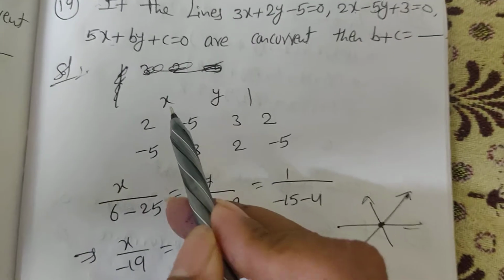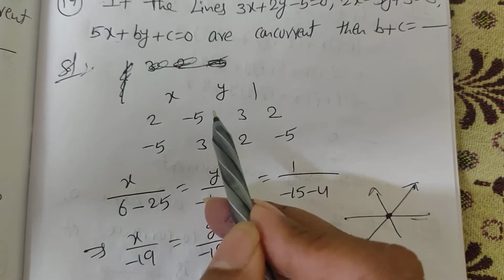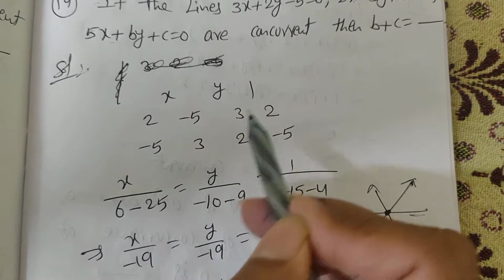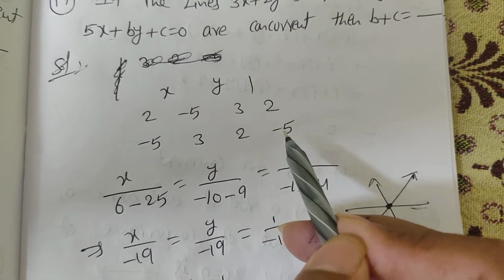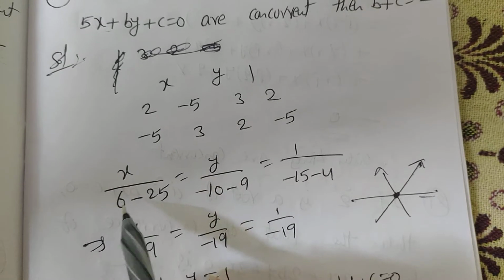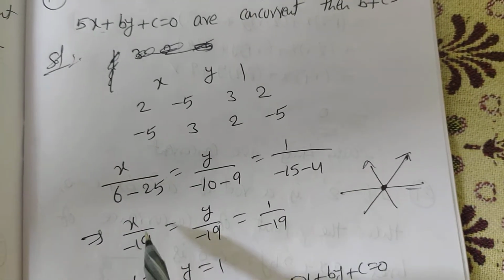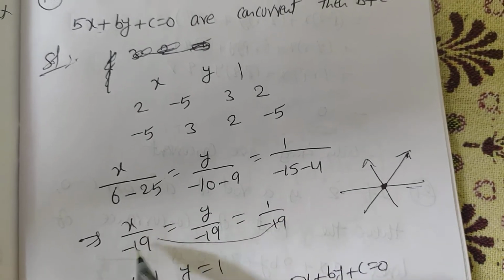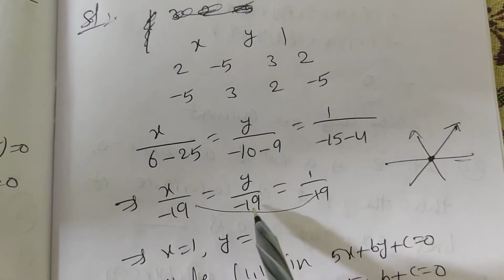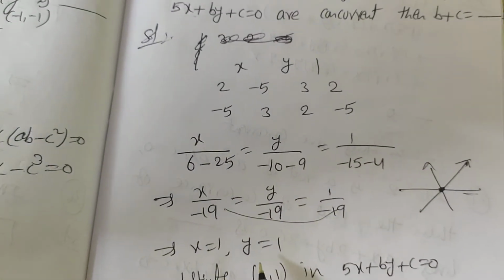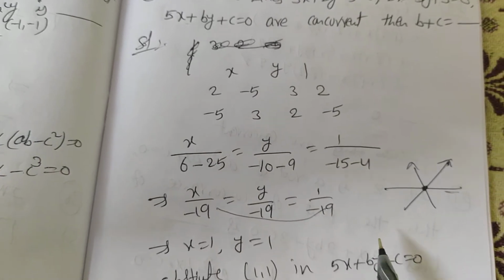Okay, so x by 2 3s are 6 minus 25, y by minus 10 minus 9, 1 by minus 15 minus 4. So x by minus 19, y by minus 19, 1 by minus 19. So equate these, you get the x value. x by minus 19 is equal to 1 by minus 19 means x is equal to 1. y by minus 19 is equal to 1 by minus 19 means y is equal to 1. So now 1 comma 1 satisfies the third equation.